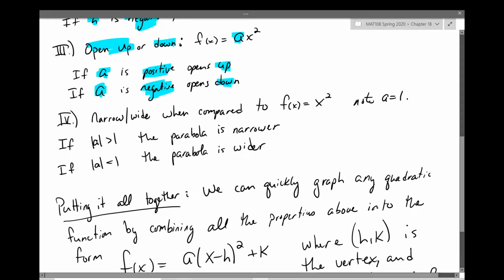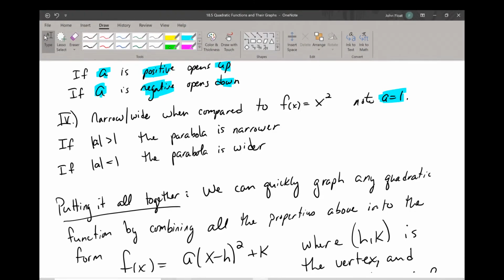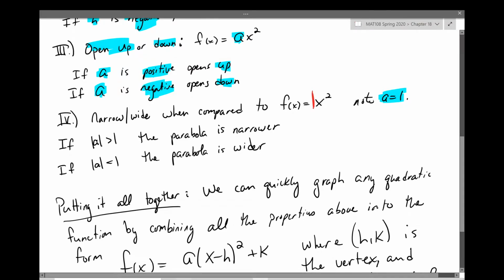Now, the last one is one that not a lot of students recognize initially, okay? We can look at how narrow or how wide our parabola is going to be when we compare it to f of x equals x squared. And the key here is, note in the example that I've given you, the f of x equals x squared, a is equal to 1. So we're going to compare it to a equals 1. So if the absolute value of a is greater than 1, sorry about that, wrong highlighter. If the absolute value of a is greater than 1, then it's narrow. And if it's less than 1, meaning a fraction, then it's going to be wider, okay?